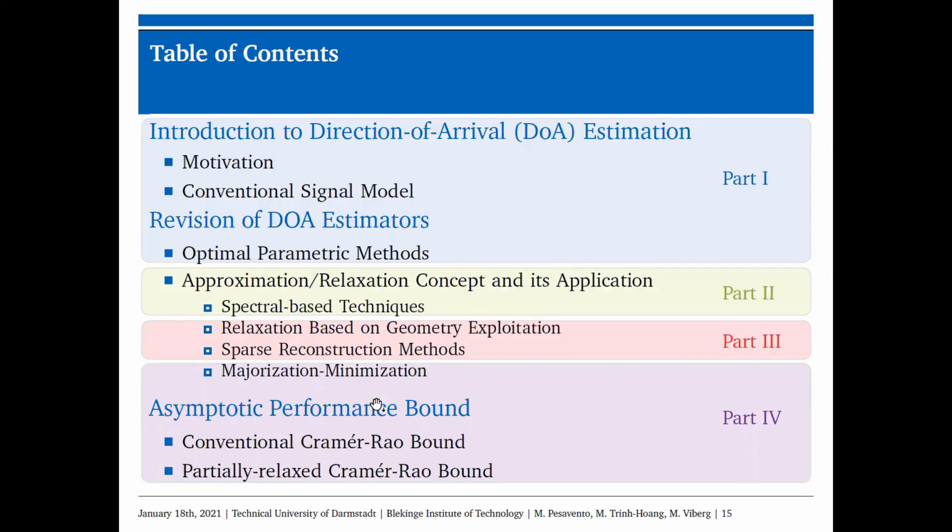The tutorial is divided into 4 different parts, where this is the first, and Minh Trinh-Hoang will do part 2, whereas Marius Pesavento will present parts 3 and 4. Together, these 4 parts can be grouped into the 3 headlines that you see here, where the first one provides some background material and an introduction to the problem of DOA estimation. The second part presents some of the most relevant estimators for this tutorial and revisits them from the perspective of approximation and relaxation. And finally, the third part is about performance bounds, in other words, the best possible one can do with a given data model.